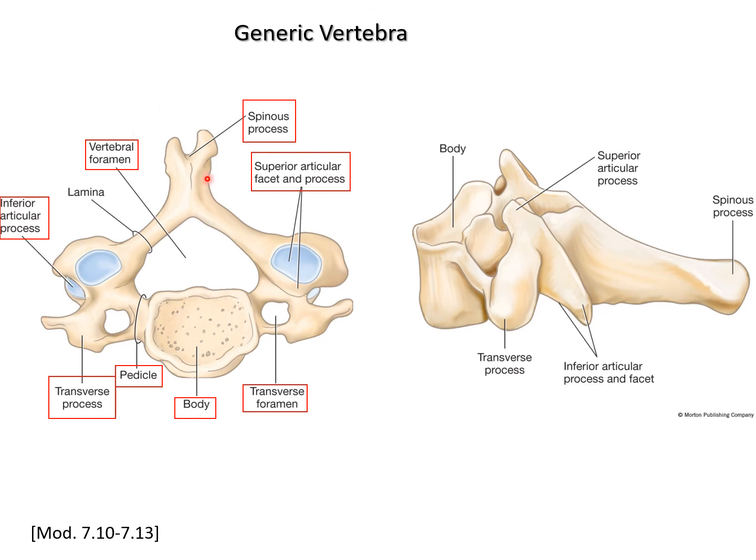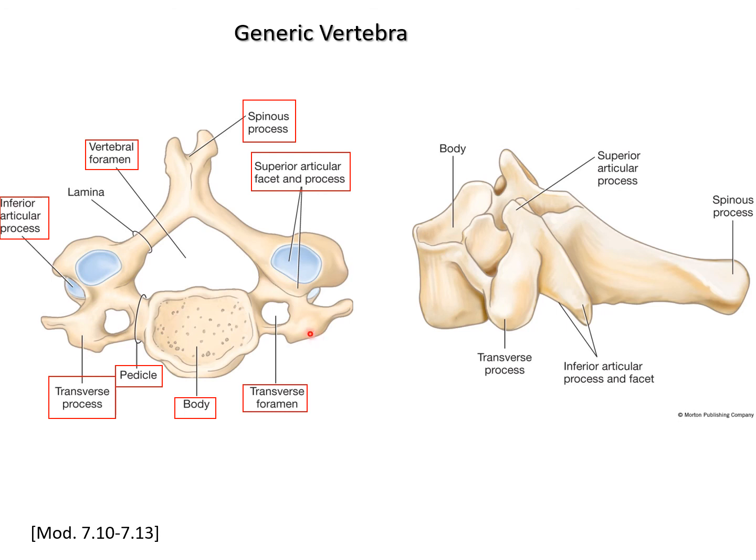There are also a series of processes. A process is an extension of the bone, so it's sticking out away from the main portion of the bone. Pointing directly posteriorly is the spinous process. So if you run your finger down your spine, through your skin, you can feel these bumps. Those bumps are the spinous processes of your vertebrae. We also have transverse processes. These stick out in the transverse direction, so essentially making a nice horizontal plane of bone.